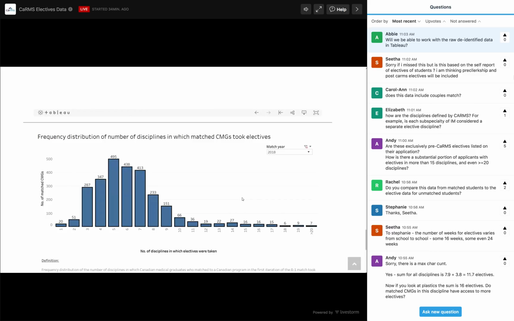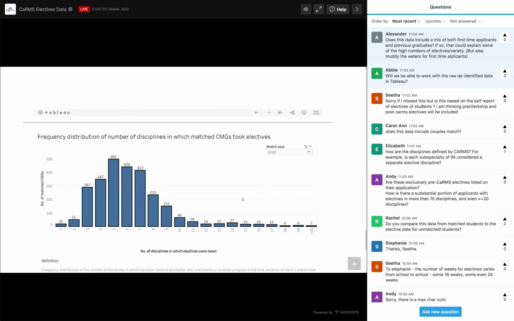Abby, will we be able to work with the raw de-identified data in Tableau? No. This will be aggregate data, and the Tableau file that people have now was shared with those who are in this early release and invited to the webinar. The Tableau file is not how the data will be shared in future. It'll be through the CaRMS.ca website, for future planning.